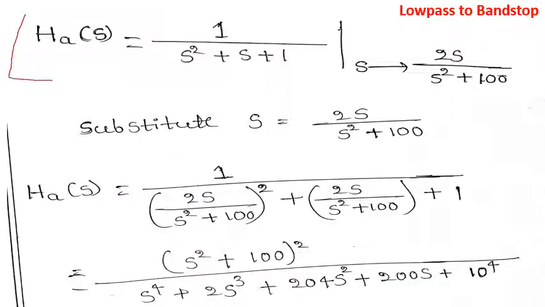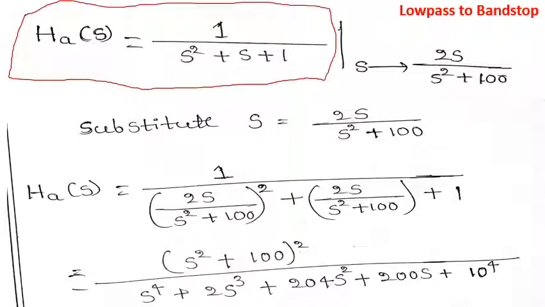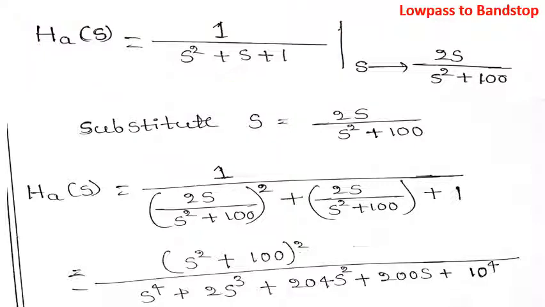So this is the transfer function of a low pass filter given in the question. Now, if you want to convert this transfer function of a low pass filter to a transfer function of a band stop filter, wherever there is S, we need to substitute that as 2S divided by S square plus 100. Upon substitution and simplification, finally we get the transfer function for a band stop filter.